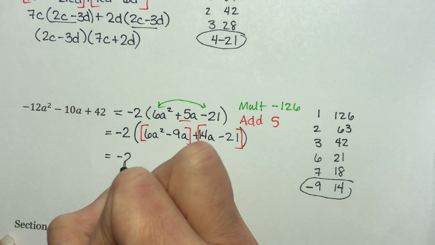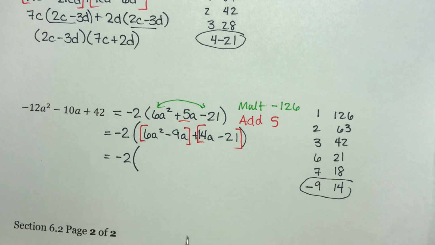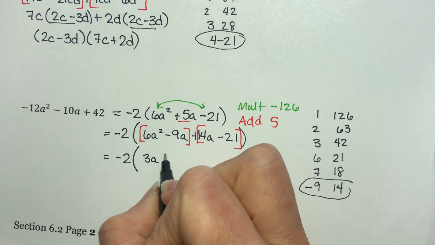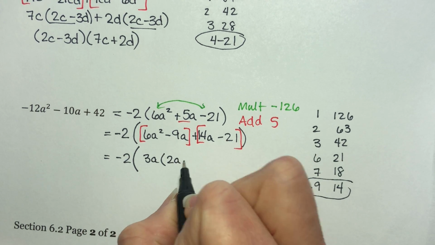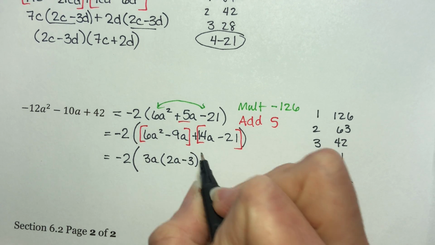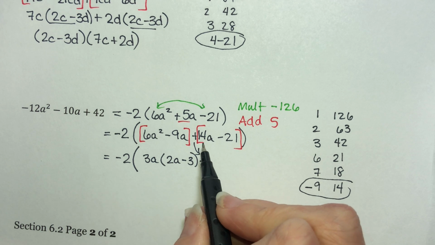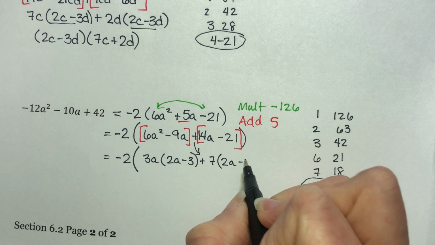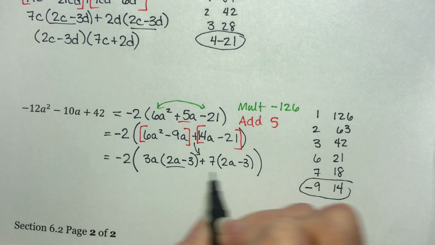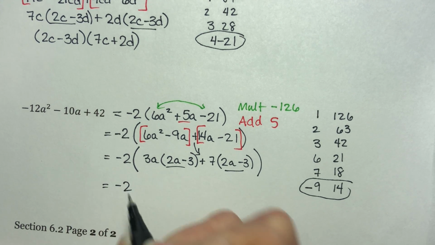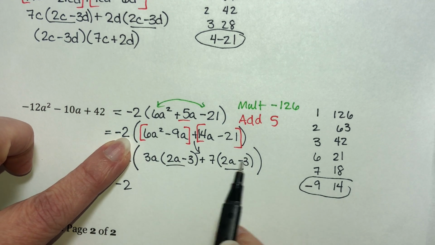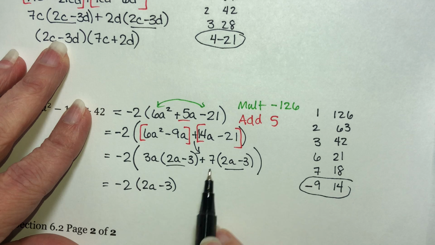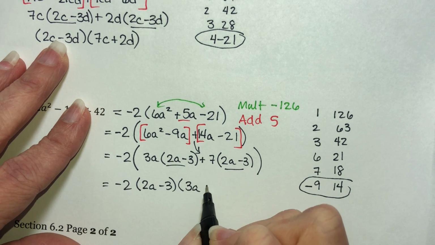Now we still have this negative 2, and from this grouping we can factor out a 3 and an a, and that would leave 2a minus 3. Plus, remember that's that same plus sign, 14a minus 21, we can factor out a 7. That leaves 2a minus 3. So these two are the same. Don't lose your negative 2. Since I have the same thing here and here, I write that down once, and then I make a set of parentheses out of what I have left, which is 3a plus 7.